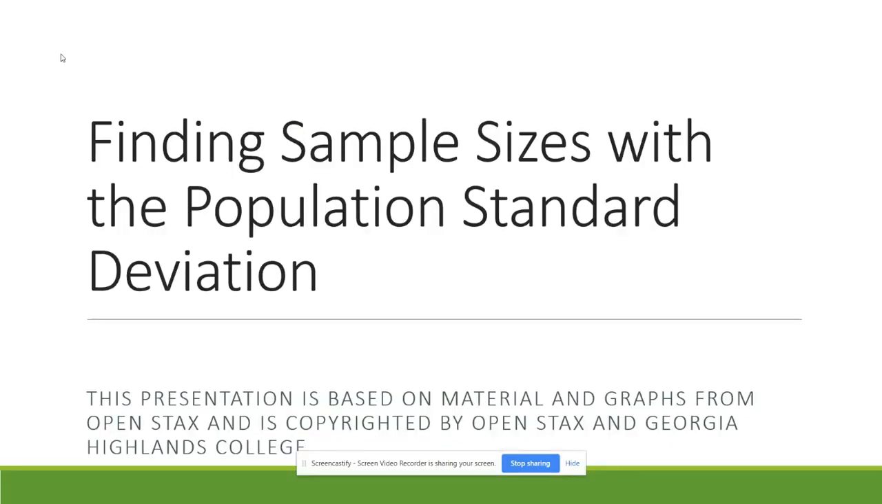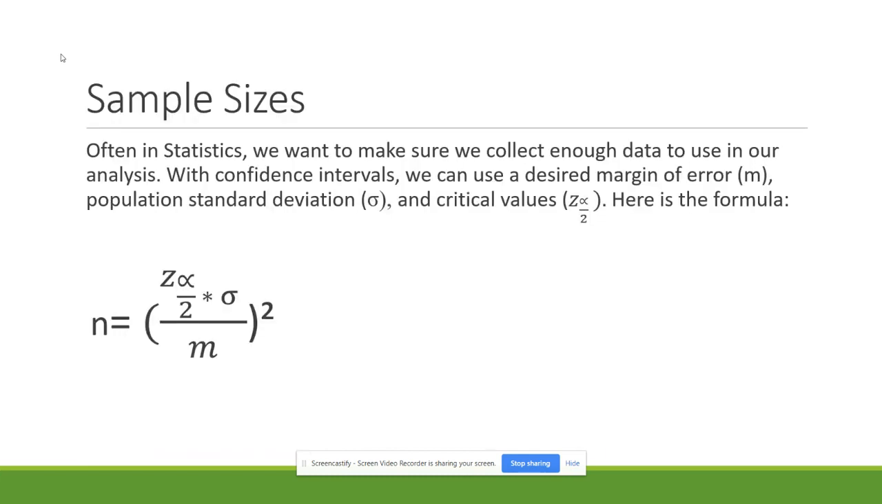So in this video, we're going to talk about finding sample sizes with the population standard deviation. So often in statistics, we want to make sure we collect enough data in order to use our analysis. With confidence intervals, we can use a desired margin of error, population standard deviation, and critical values to determine sample sizes. And here's the formula.